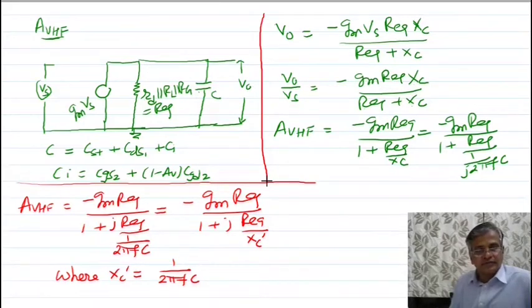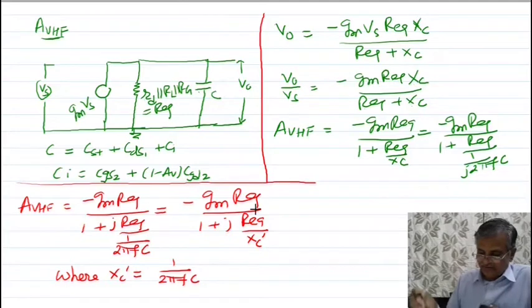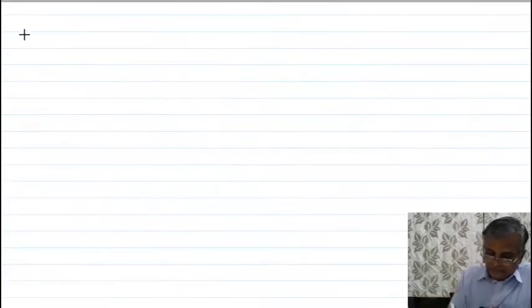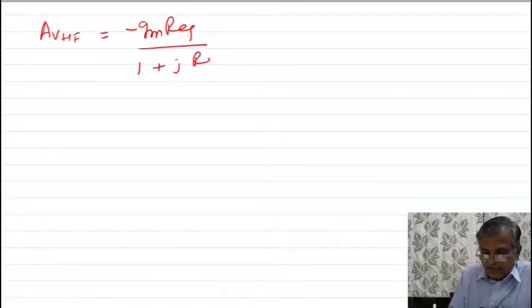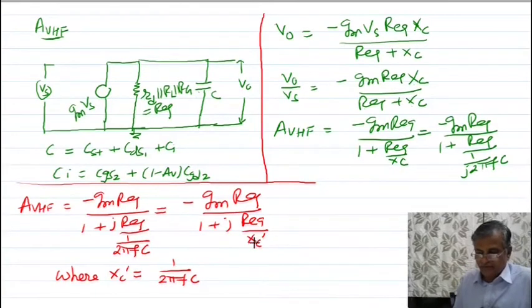So you can again write this is nothing but AVHF is equal to AVMF minus GM R equivalent upon 1 plus j R equivalent upon XC dash. This is the same step I have written.